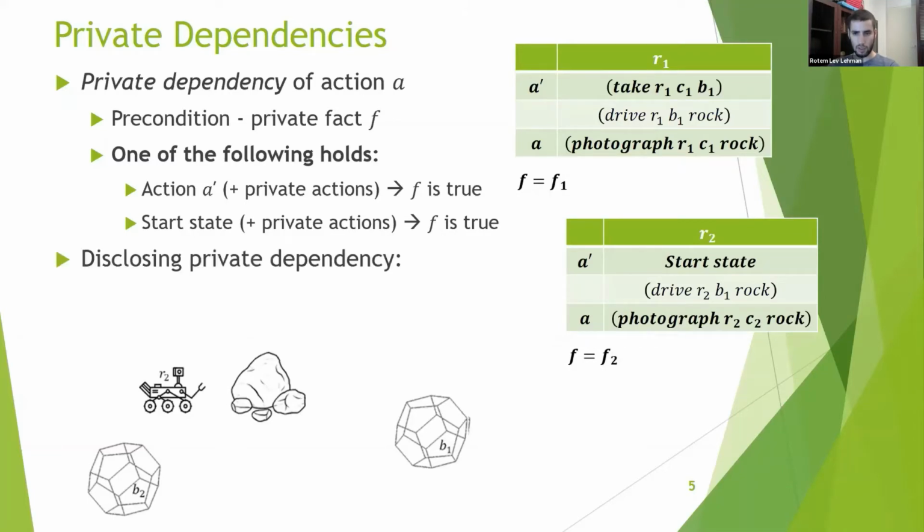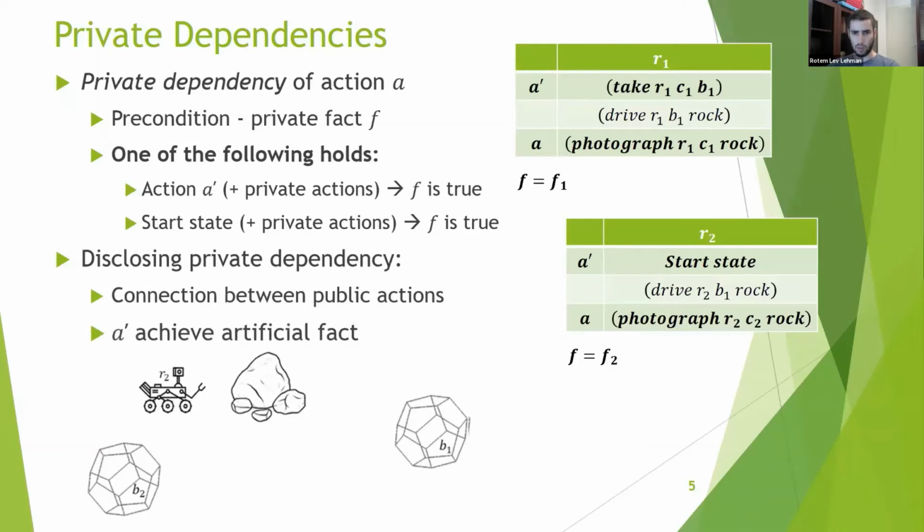Disclosing a private dependency does not mean to disclose the private fact, but it means that we reveal to other agents that we have a connection between one public action to another. And if we apply the first action, we could later apply the second. We do so by revealing that the first action can achieve the artificial fact that is a precondition to the second action.